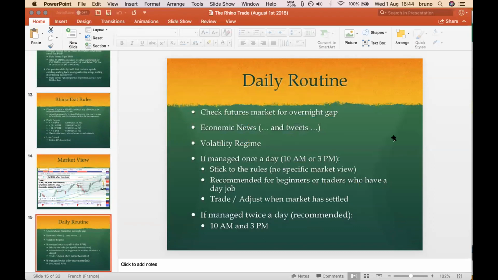So the daily routine, I'm going to go fast because I've already mentioned that. I check the futures markets in the morning, economic news on Econo Day. Sometimes I also check whether there have been any tweets flying around. The vol regime has been important in the last year, and maybe even more so this year, because the volatility has been a bit weird since the mini crash in February. So you can choose to manage your trade once or twice a day. I recommend twice a day, but I can understand some people don't have the time. Once a day is good enough. And if you can do it twice, I would say 10 a.m., just after the open, and maybe in the last half hour of trading.